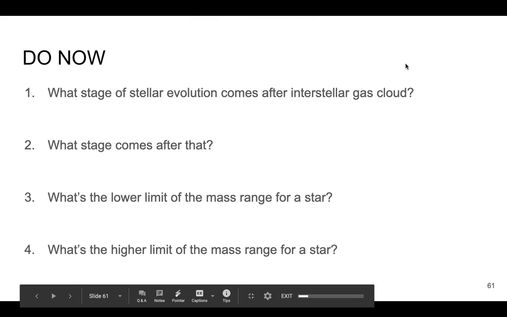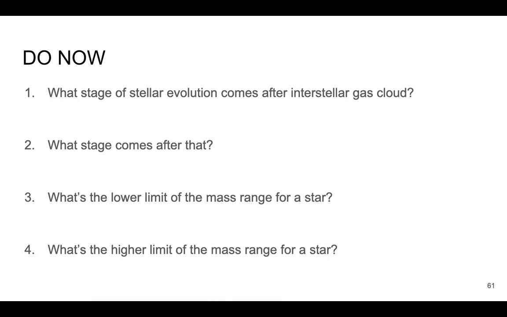So, what stage of stellar evolution comes after interstellar gas cloud? Remember, that's really the beginning. An interstellar gas cloud is often referred to as a stellar nursery. So that's really the very beginning of this. And what comes after that? It's a protostar. So it's starting to get dense and hot, but it's not actually doing fusion yet. So technically, it's not a star. And what stage comes after protostar? Well, then it becomes a main sequence star, and that's where the star will live for most of its life.